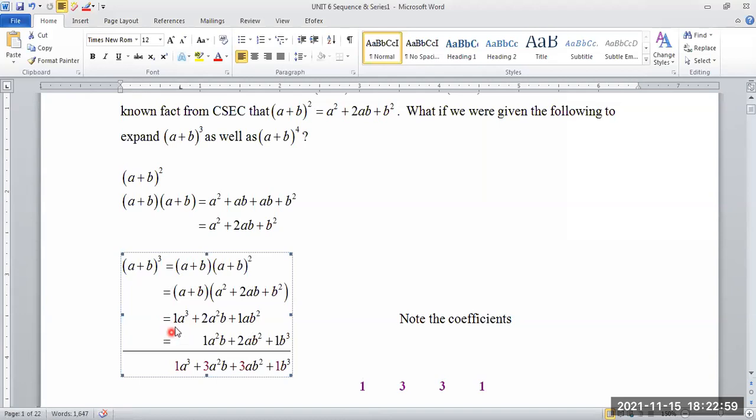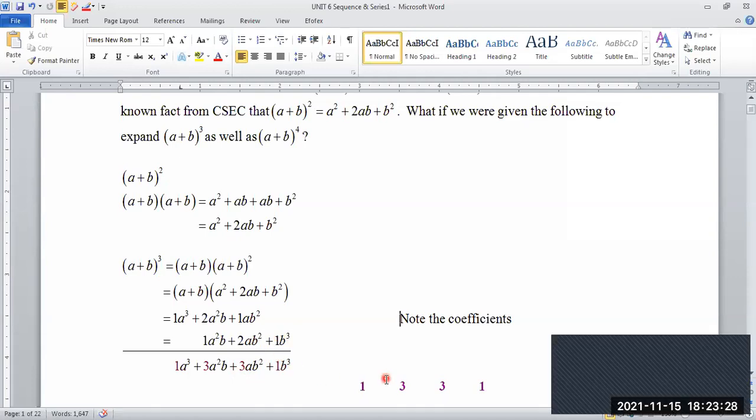So I have just one A cubed, so I write it back: 1a cubed. This is 2a squared b plus 1a squared b, which will give me 3a squared b. Then 1ab squared plus 2ab squared gives me 3ab squared. I just have 1b cubed, so I put it back. Tell me if you see that now.